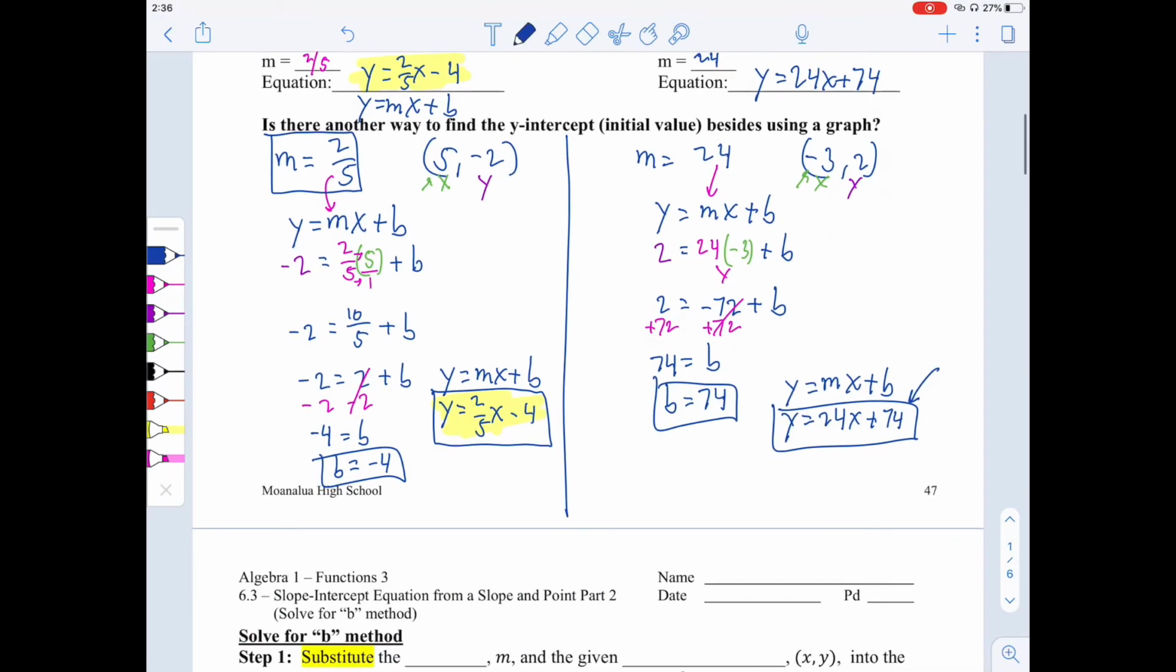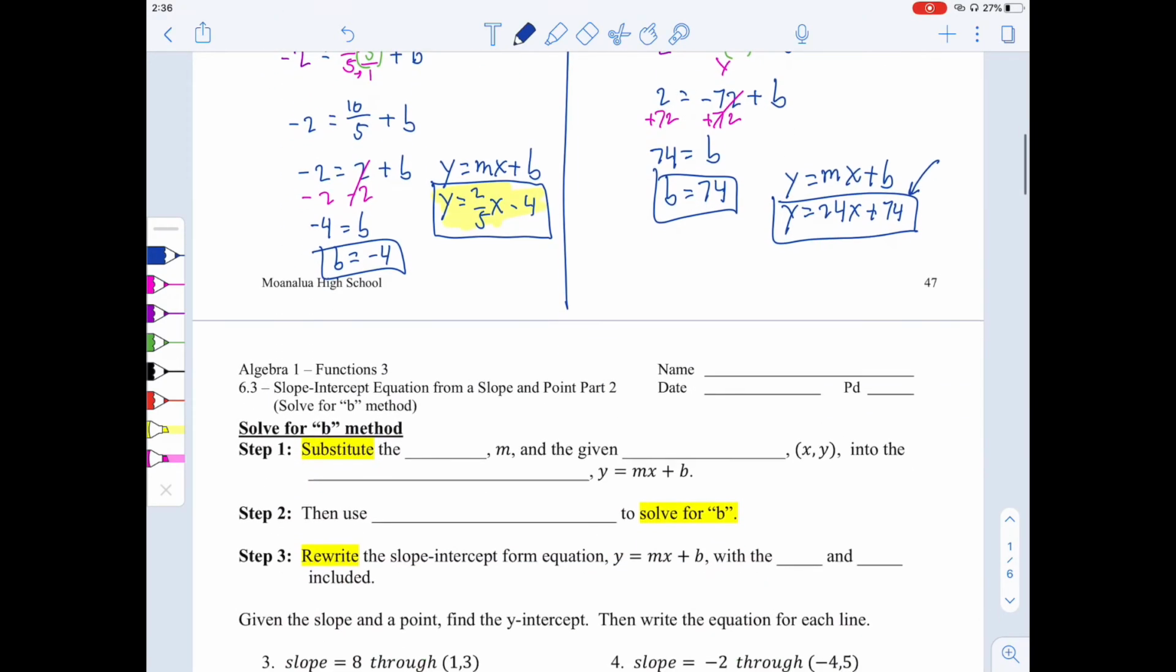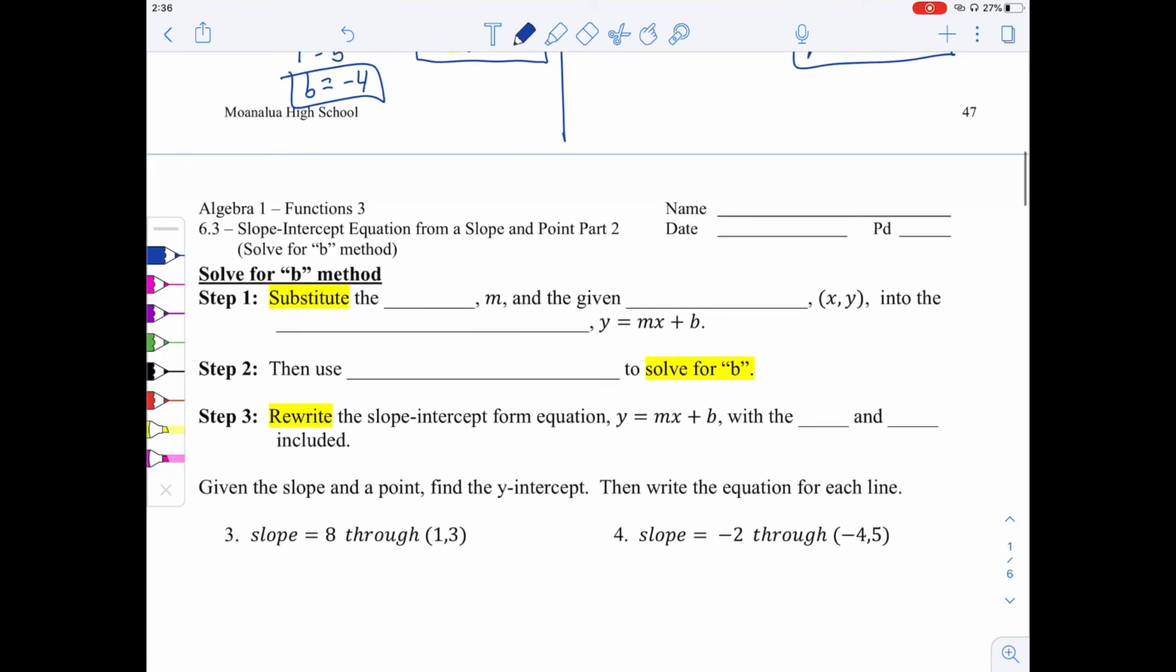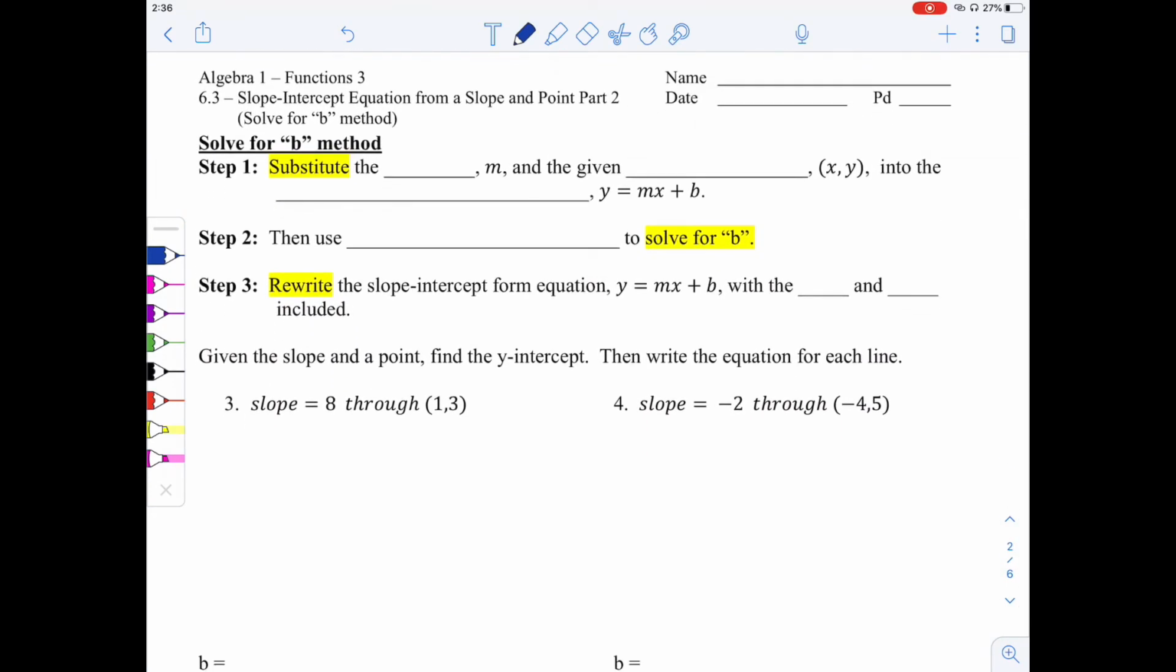Okay, so that's called the solve for b method. So we're solving for b, given a slope and a point. So let's break this down into steps. Okay, the solve for b method: we're going to substitute the slope, m, and the given point, x, y, into your equation y equals mx plus b, which is called the slope-intercept form.